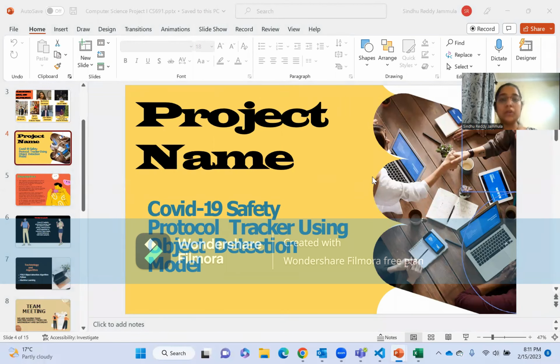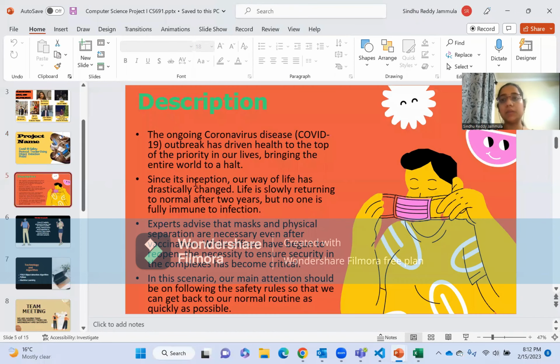Thank you, Anil. So here is our project. Our project name is COVID-19 Safety Protocol Tracker using Object Detection Model. As we all know, in the pandemic we all faced many difficulties, and it was very difficult for all of us to go outside and bring the necessary things as well. Through this software, we are going to measure the safety protocols that are necessary to avoid the COVID-19 infection.